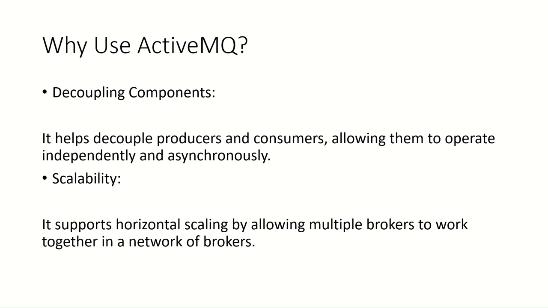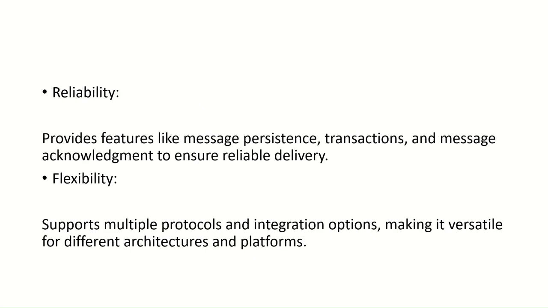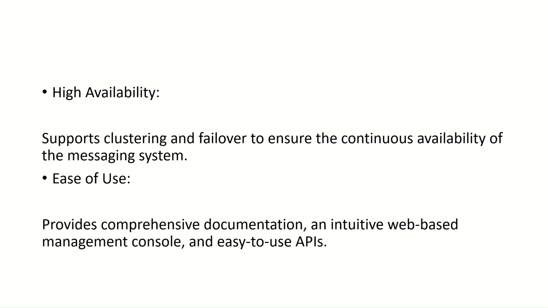The second feature is scalability. It supports horizontal scaling by allowing multiple brokers to work together in a network of brokers. The next point is reliability. It provides features like message persistence, transactions, and message acknowledgement to ensure reliable delivery of the messages. The next point is flexibility. It supports multiple protocols and integration options, making it versatile for different architectures and platforms.